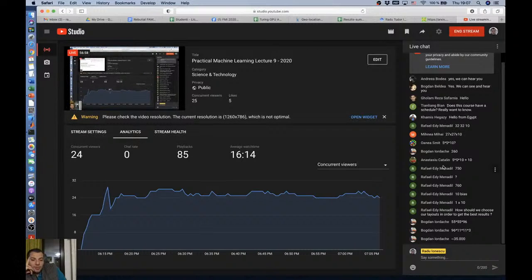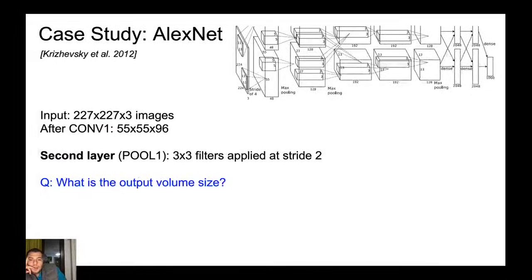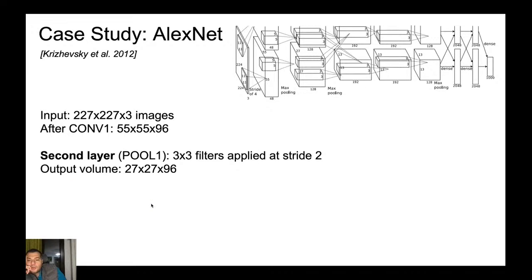Okay, since I'm not seeing an answer, not to further delay, I'm going to give you the answer. So in this case, the hint is we can compute the size of the output volume using the same formula with conv. So the size of the output volume is 27. So the output volume is 27 by 27 by 96. So we keep the same number of activation maps, which is 96.